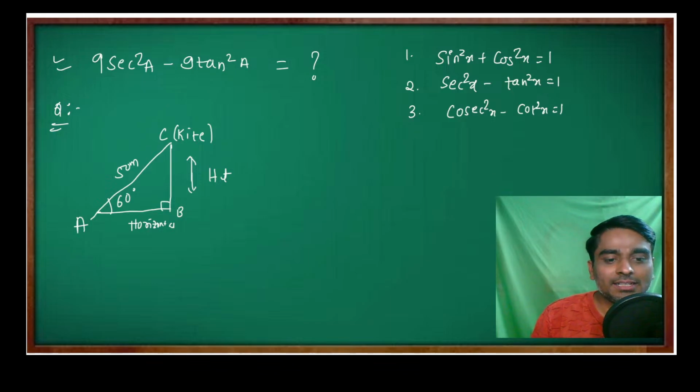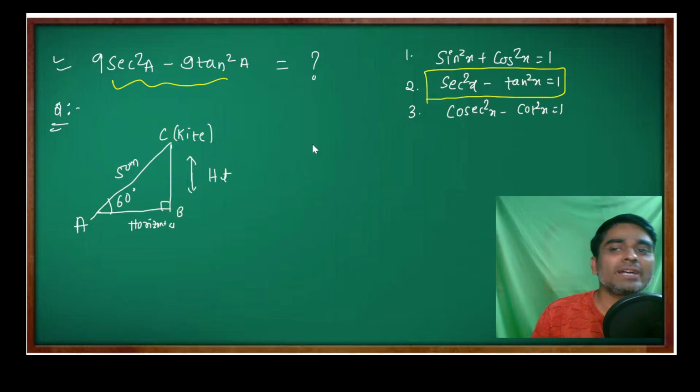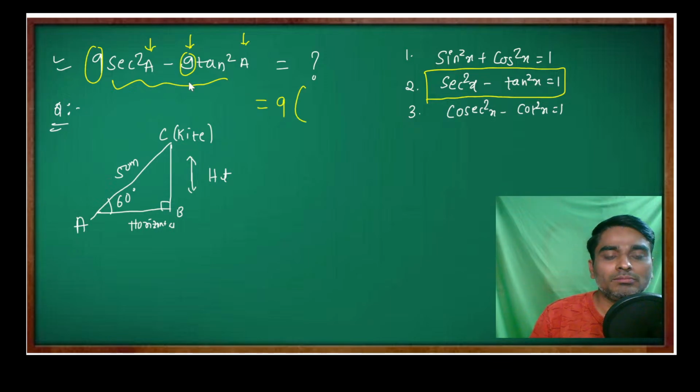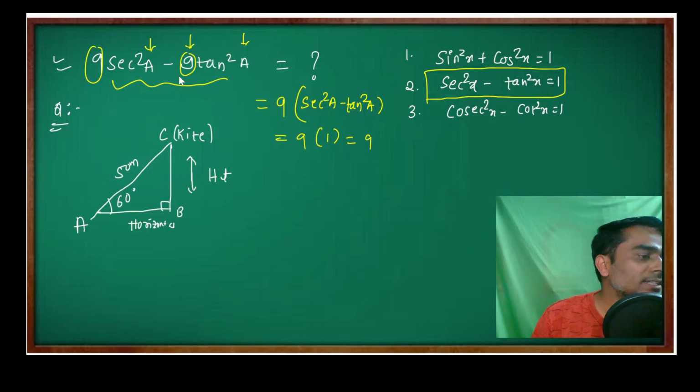Now if you see here in this question, you have this identity applied: secant square x minus tan square x. In place of x here we have a, that's all. And in the formula this 9 is not there. So can I take 9 common? Because it is there in both places, first place and second place. If you take 9 common, this will be secant square a minus tan square a. Now what will I write in place of this? 9 ones are 9. Yes, correct.